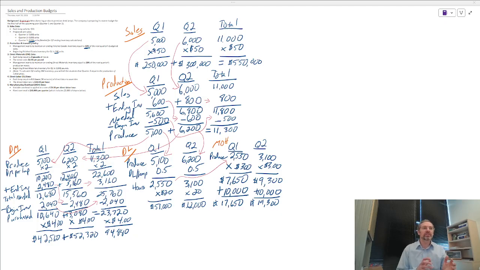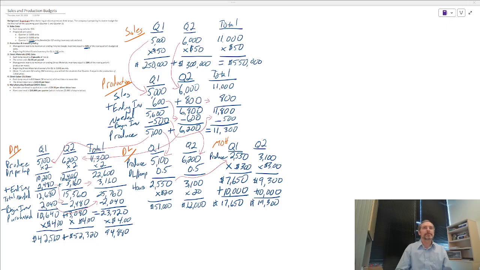So just remember that you're going to need some wiggle room in your budget. And we did that with the 10% required ending inventory or 20% required inventory, a little bit of wiggle room in case things don't go quite as we planned out. But we start with the sales budget. We always start there and say, how much are we going to sell? Then we move into the production budget.